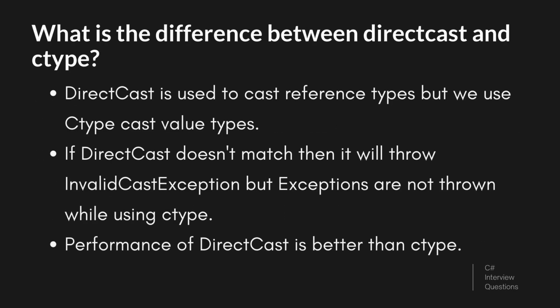What are the differences between DirectCast and CType? DirectCast is used to cast reference types, but we can use CType to cast value types. If DirectCast doesn't match, then it will throw an invalid cast exception, but exceptions are not thrown while using CType. The performance of DirectCast is better than CType.